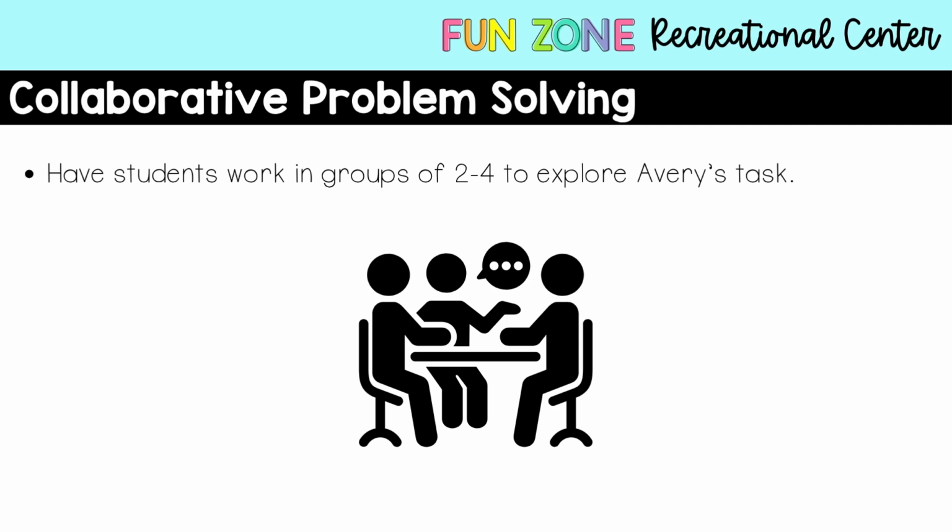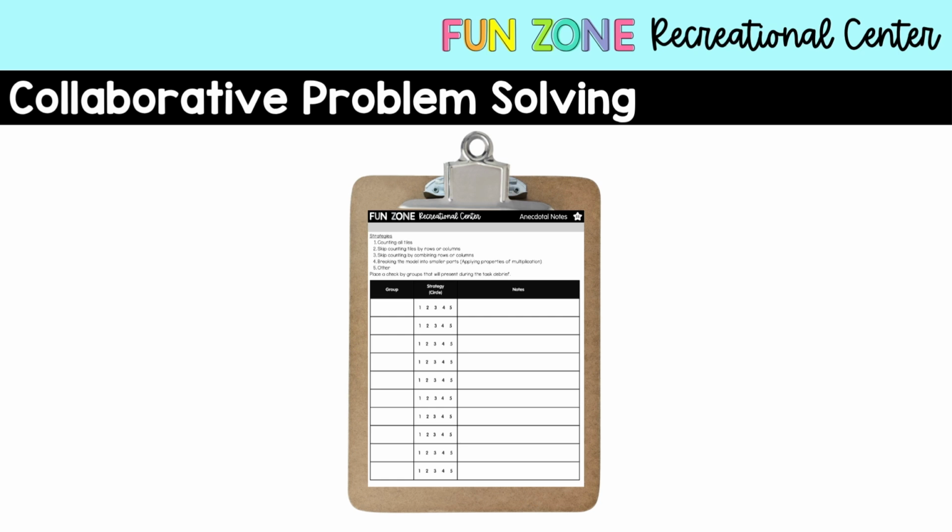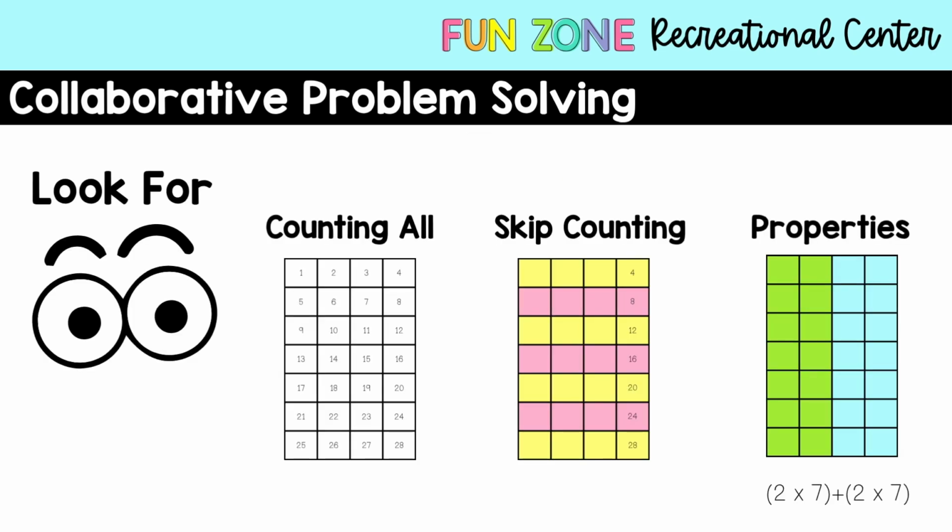Send students in groups of 2 to 4 to solve the task. While students are working, walk the room and make anecdotal notes about the strategies students are using. Listen and look for student groups that are counting all tiles, skip counting by rows or columns, or are using properties such as decomposing floor into 2 groups of 2. You will use this information to facilitate the task debrief.